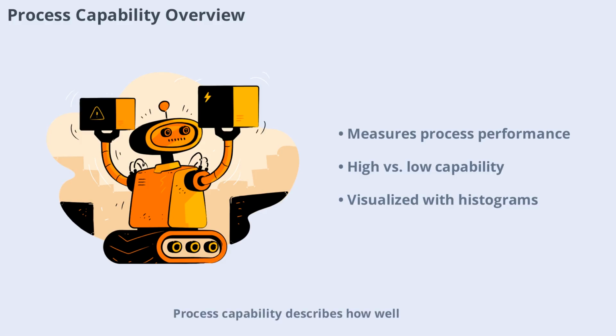Process capability describes how well a process meets its specification limits. A high-capability process has low inherent variation, meaning most results are comfortably within the limits. Conversely, a low-capability process shows greater variation, with results more likely to exceed limits. Visualizing this with histograms helps identify whether your process is robust or needs improvement. Understanding process capability is key to maintaining consistent product quality.